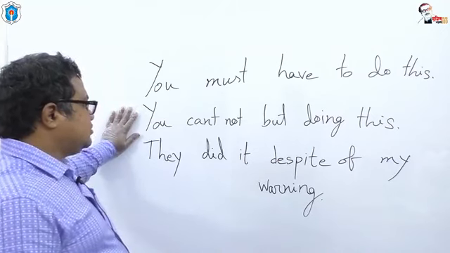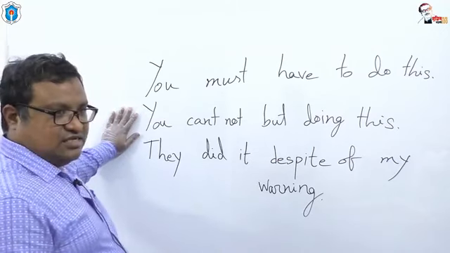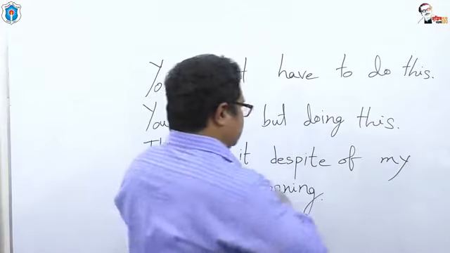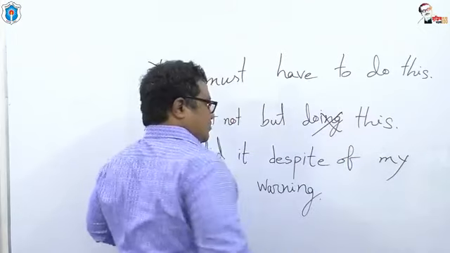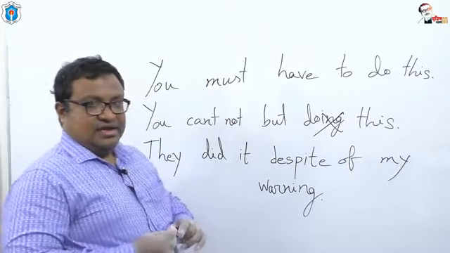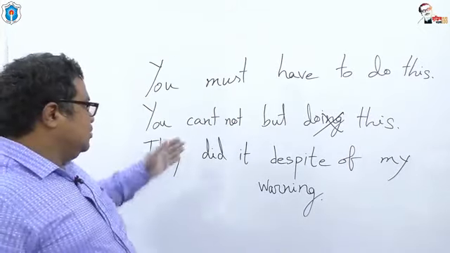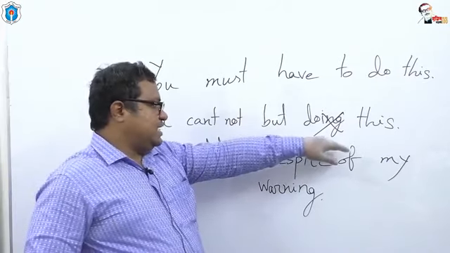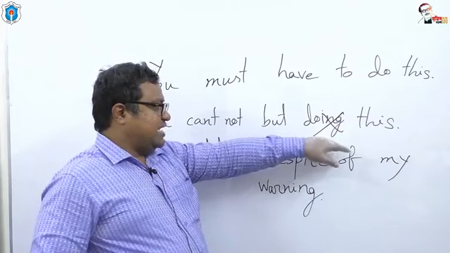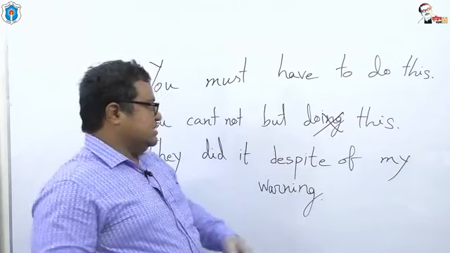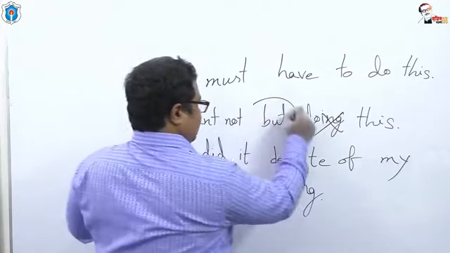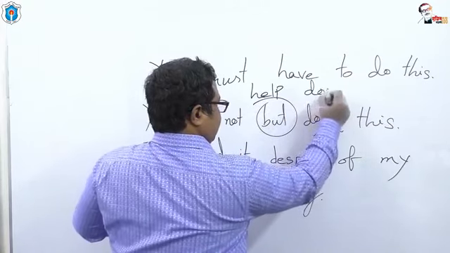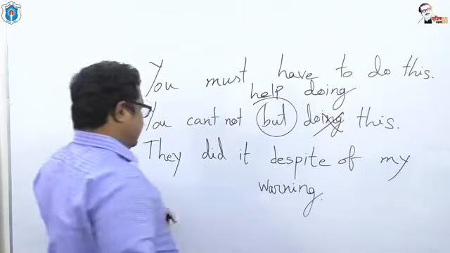You cannot but doing this. When I am using cannot but, I have to use the main verb. So you cannot but do this, or if you wish that you will keep this main verb plus ing here, then you may write down you cannot help doing this.